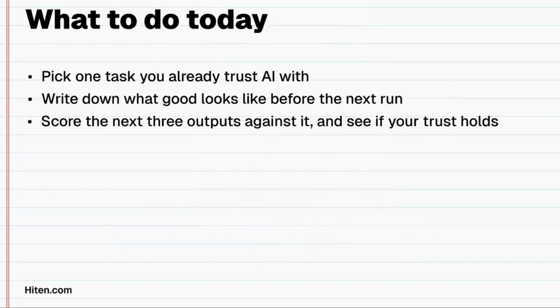Okay, so what to do today? Today, you can pick one task you already trust AI with. You can write down what good looks like before the next run of it, and you can score the next three outputs against it and see if that trust actually holds in terms of the AI continuously doing it. This is the way to take one person's great output and make it repeatable, by evaluating whether AI can repeat it or not. And that's why blind tests and stuff like that are really important, because then you can judge the AI and the human output really well.